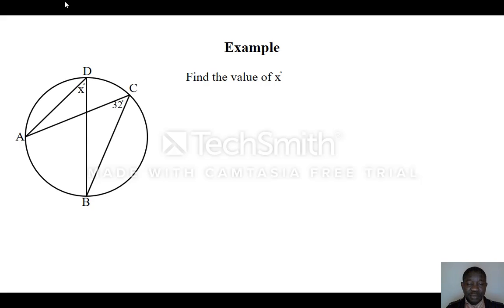Now let's look at this example. We have been asked to find the value of x. From this, we know that the arc AB subtends an angle to the circumference at D, and the same arc subtends an angle to the circumference at C. Therefore, x is equal to 32 degrees.